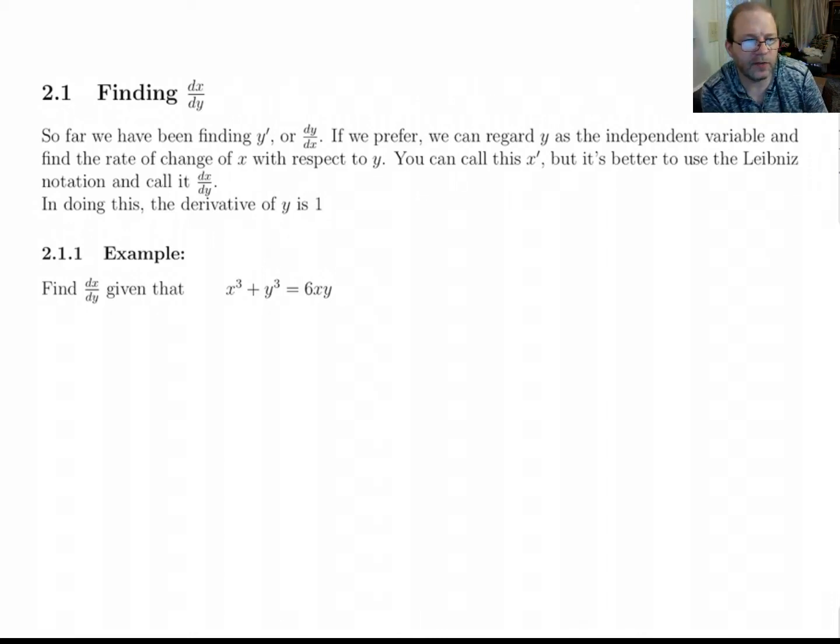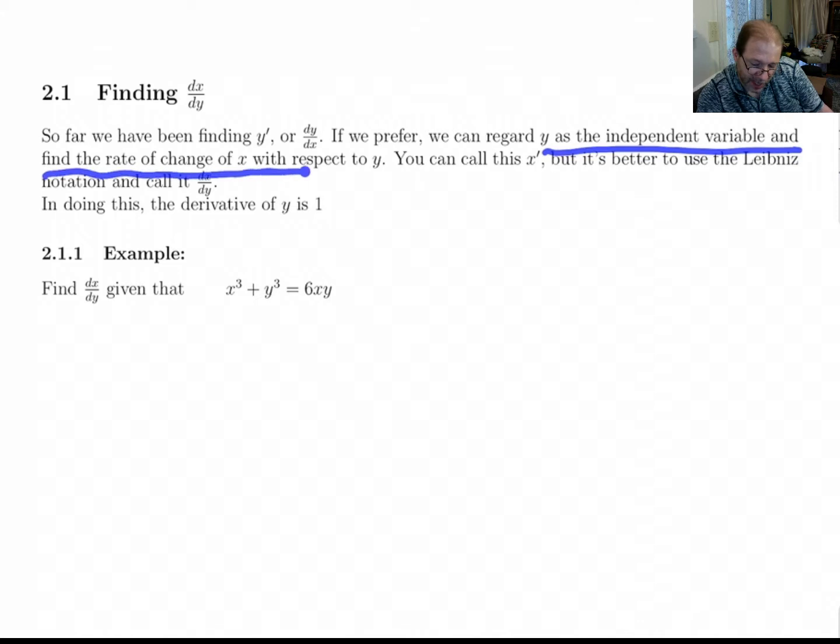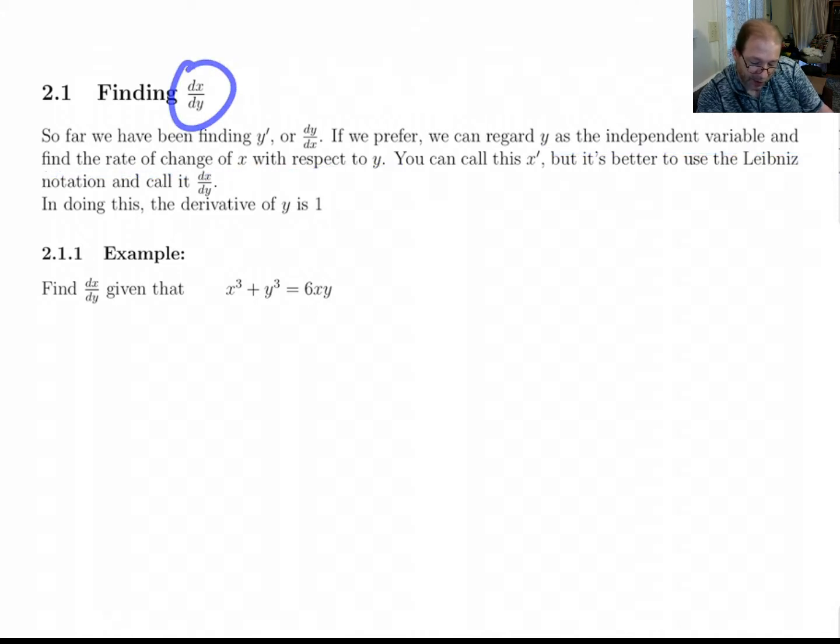We're going to look at finding dx/dy now instead of dy/dx. So far we've been finding y prime or dy/dx, and that's because we're thinking of y as a function of x. So x is the independent variable and y depends on x. We can switch that around and regard y as the independent variable, and then find the rate of change of x with respect to y.